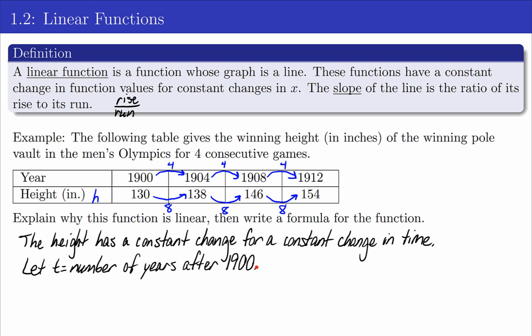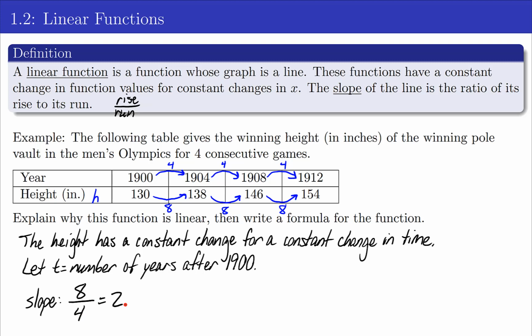It's often a good idea to do this because then when t equals 0, you're looking at your first piece of data. Now, the slope is the ratio of its rise to its run. So for the slope, we can just do that very thing. Rise is the change in the dependent variable, the h in this case. So you're looking at 8. And then your run is the change in time, which was 4. And that gives us 2.